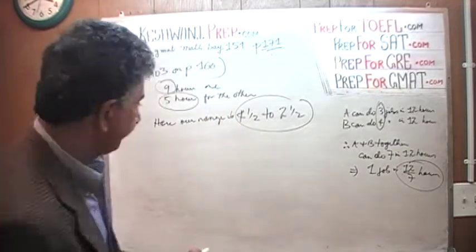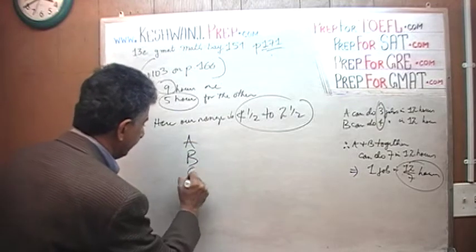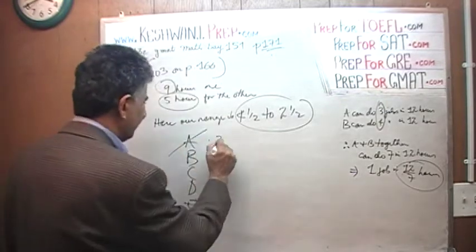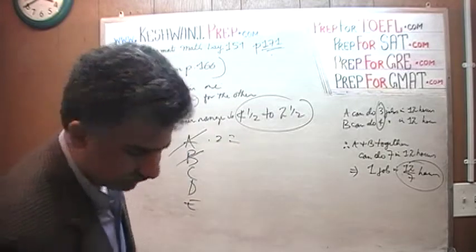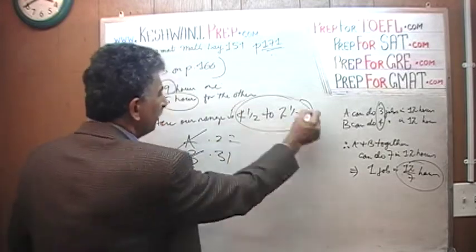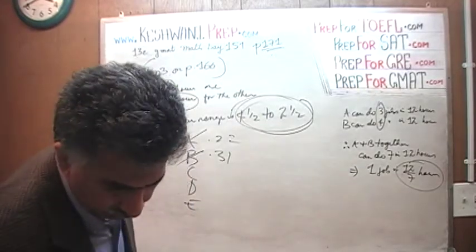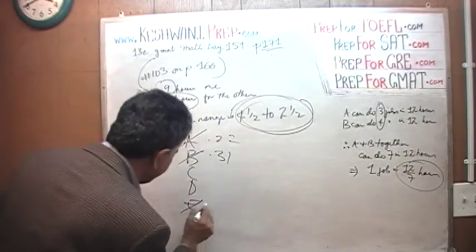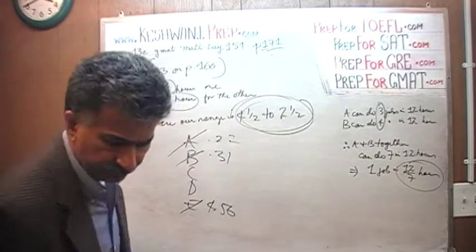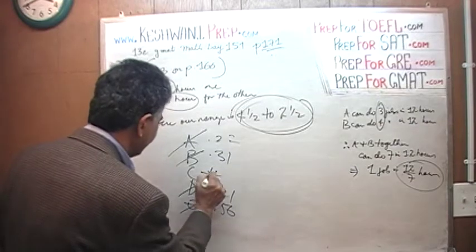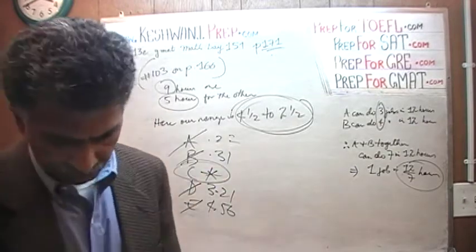Let's see what we can do here. A, B, C, D, E. A says 0.22. That's nonsense. 0.31, no, we're looking for something between 2.5 and 4.5. E says 4.56. I don't know where they come up with these numbers. 3.21, there you go. There is your answer. That's it. That's your answer, C.